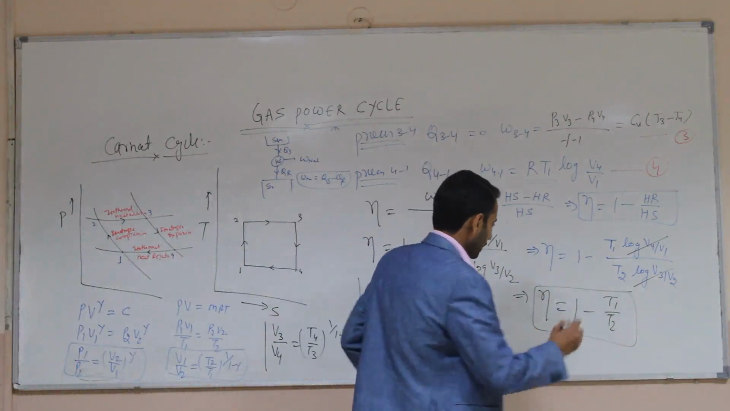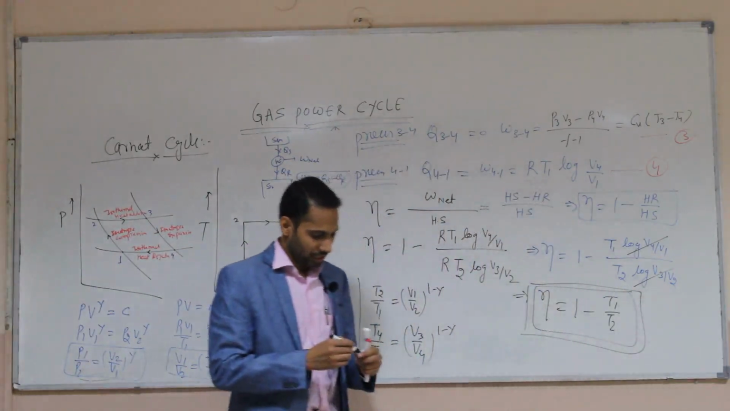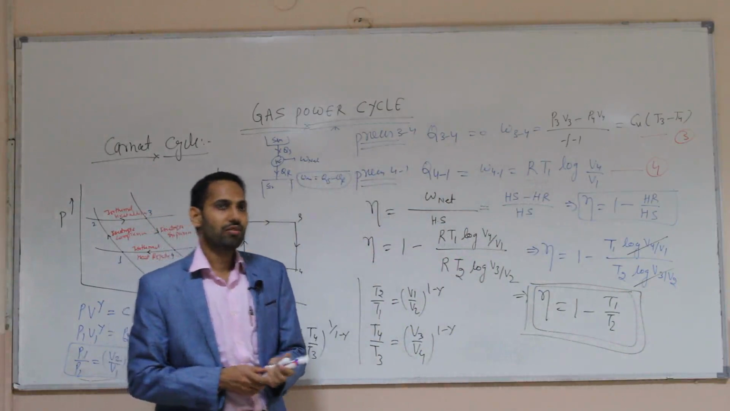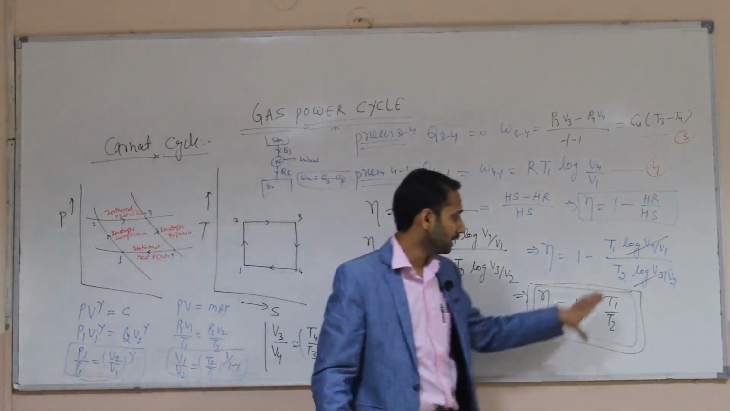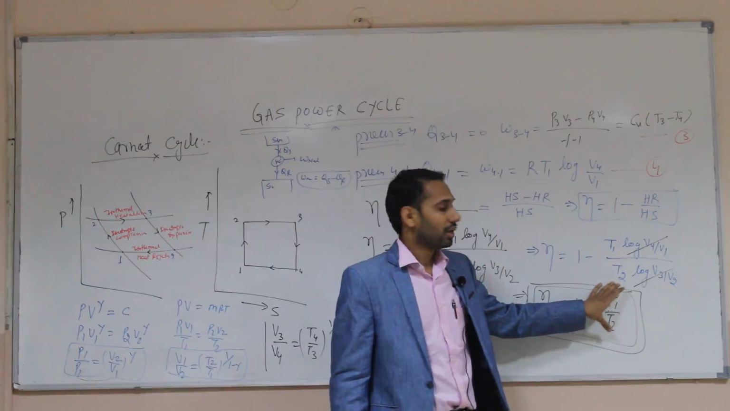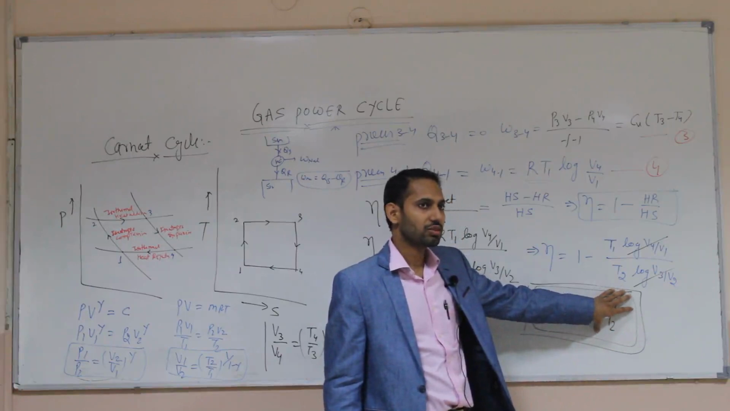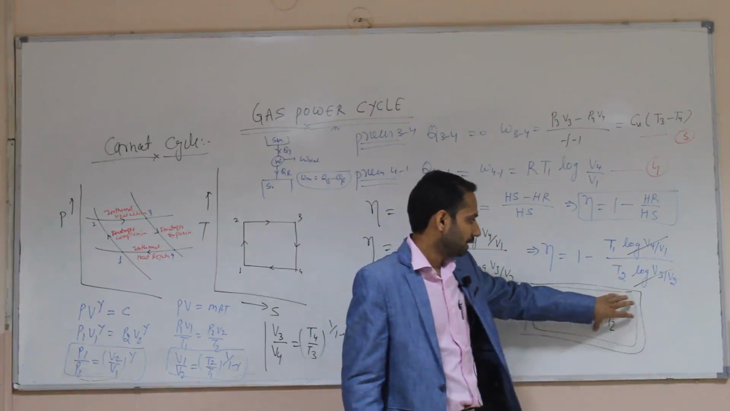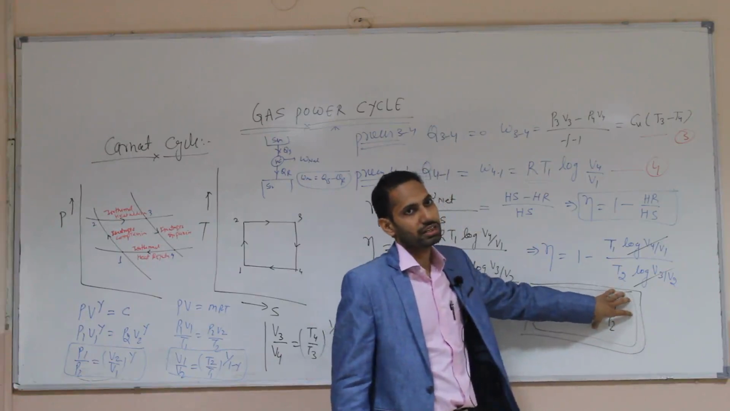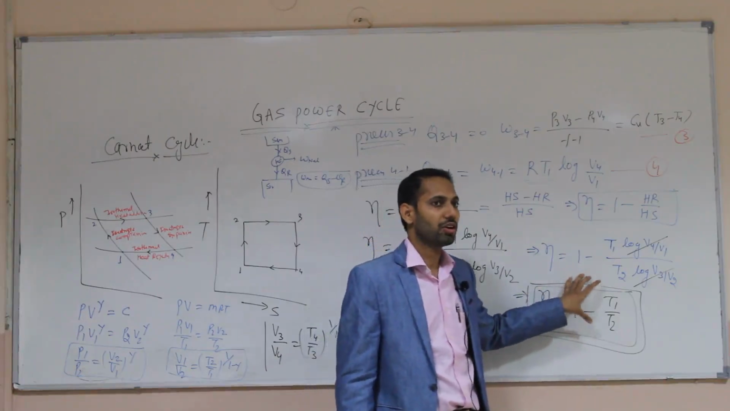So from this equation Carnot concluded that the efficiency of the engine depends only upon the temperature limits, not on the working fluid, not on the pressure, not on the volume. It only depends upon the source temperature and the sink temperature. But this cycle is practically not possible.